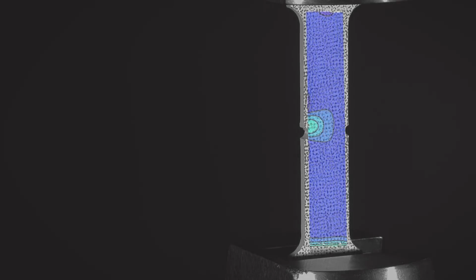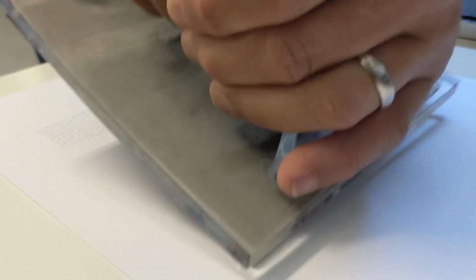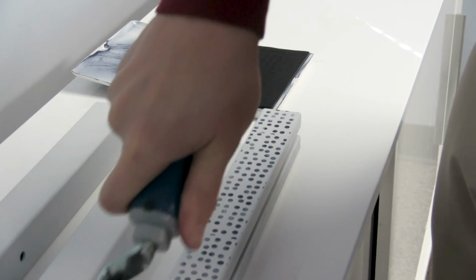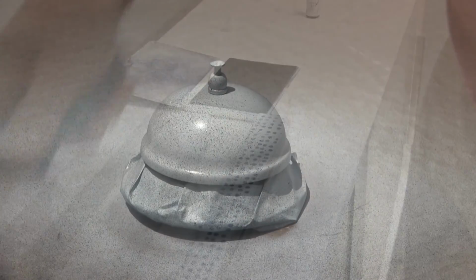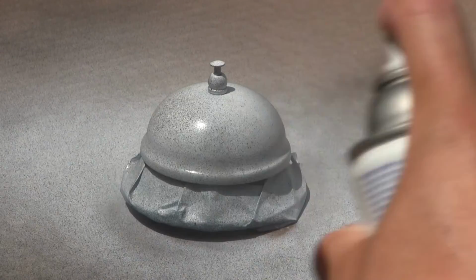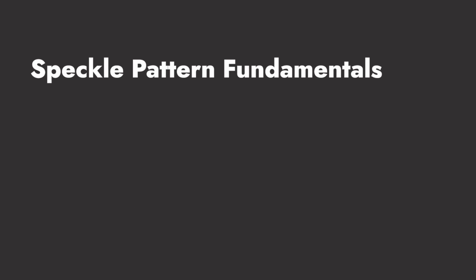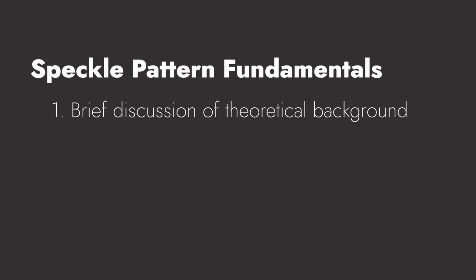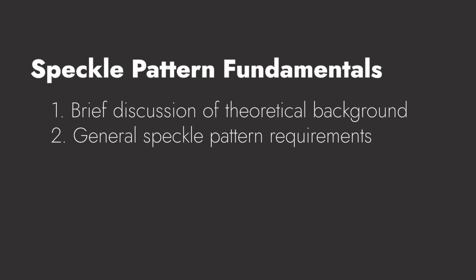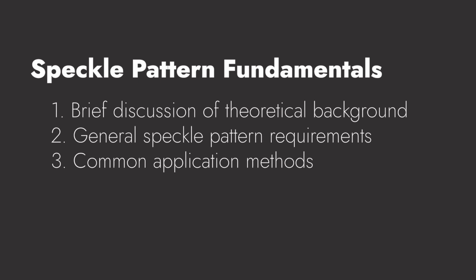Using an optimal speckle pattern is one of the most important factors in reducing measurement noise and improving overall DIC results. Therefore, understanding the requirements of an ideal speckle pattern and how to apply one to a specimen is a vital part of DIC. In this tutorial, we briefly discuss the theoretical background of DIC, then we'll cover the general speckle pattern requirements and outline some common application methods.